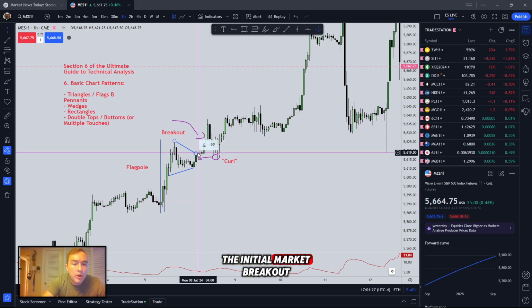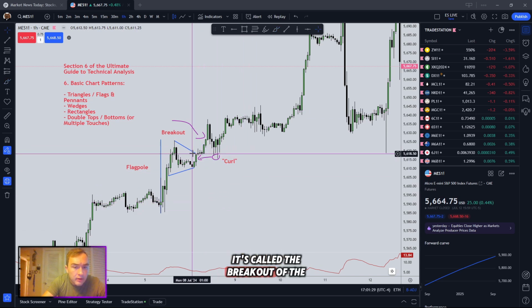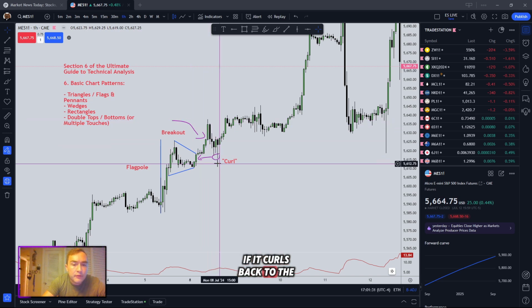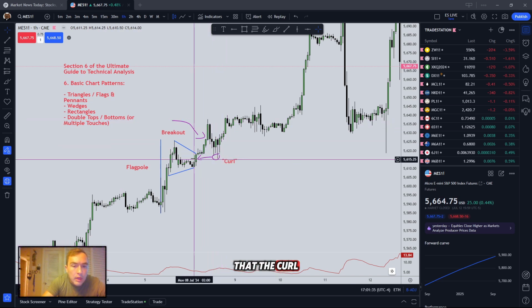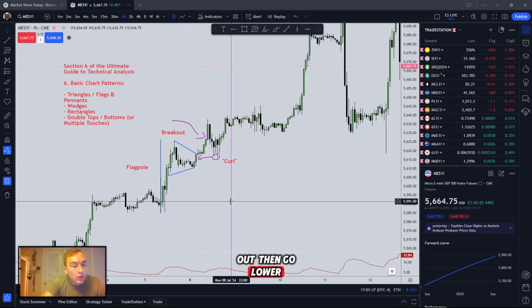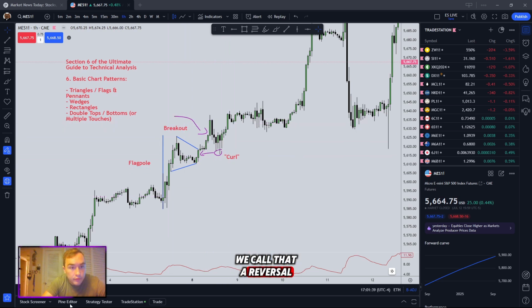So the initial market breakout is called the breakout of the triangle. If it curls back to the apex of the triangle, which is about here, we call that the curl. If the market were to break out and then go lower, we call that a reversal.